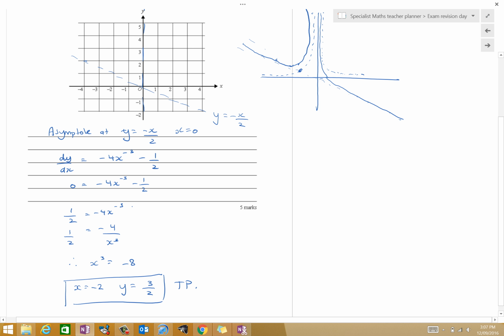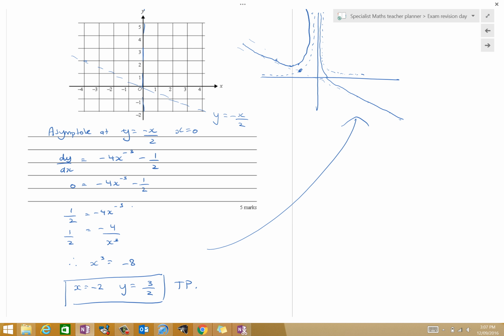Now, by addition of ordinates, would we bother trying to find y-intercepts? If you could see that the shape of the graph is going to look something like this, and you know that there's an asymptote x equals 0, you don't need to find y-intercepts or anything, don't go wasting your time. So get an idea of what the shape's going to look like first.